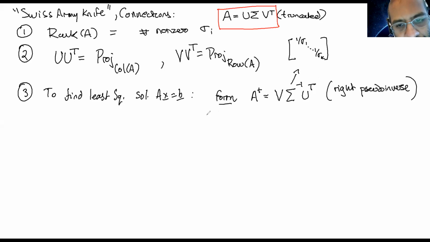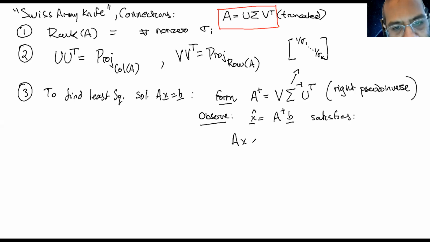And now, here's the cute observation. Suppose you look at the vector x hat equals the pseudo inverse times b. That's what you would do if it really was an inverse, right? You would just hit b with the inverse. But now let's see what happens when you hit b with the pseudo inverse. What does this satisfy?